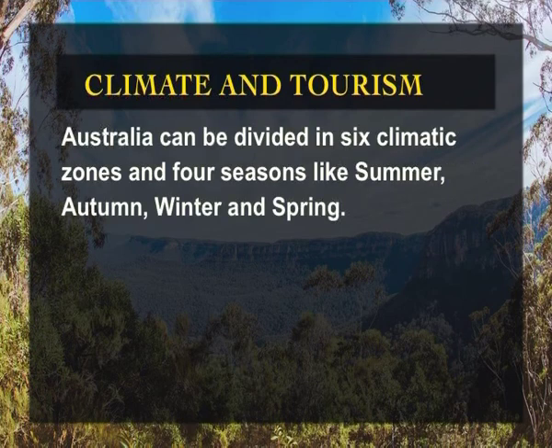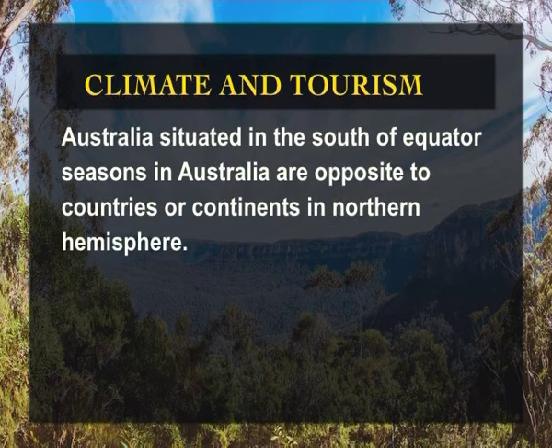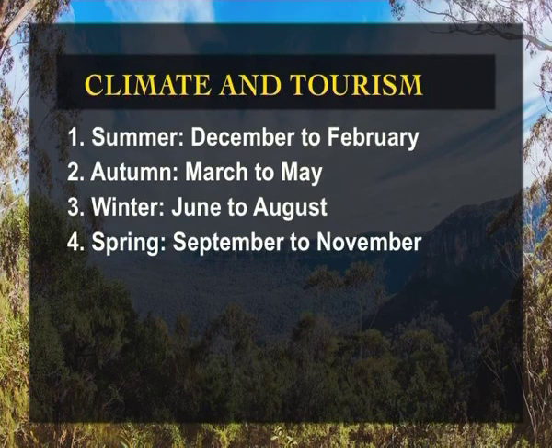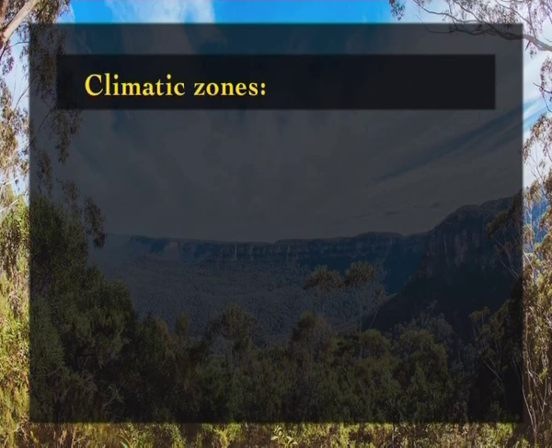Australia can be divided into 6 climatic zones and 4 seasons: summer, autumn, winter and spring. Australia is situated south of the equator, so seasons in Australia are opposite to countries or continents in the northern hemisphere. Summer is between December and February, autumn March to May, winter is between June and August, and spring is between September and November.